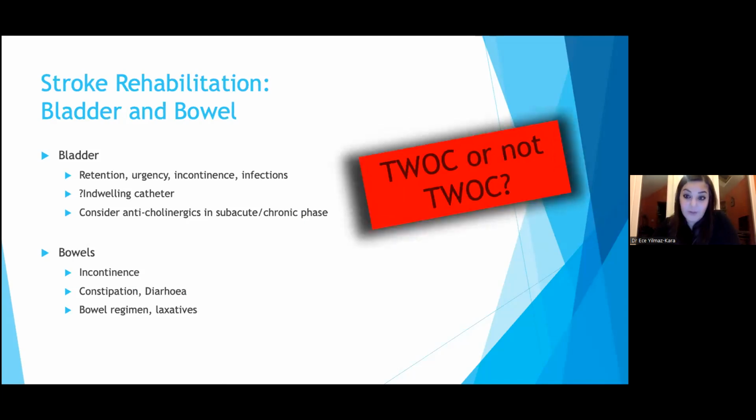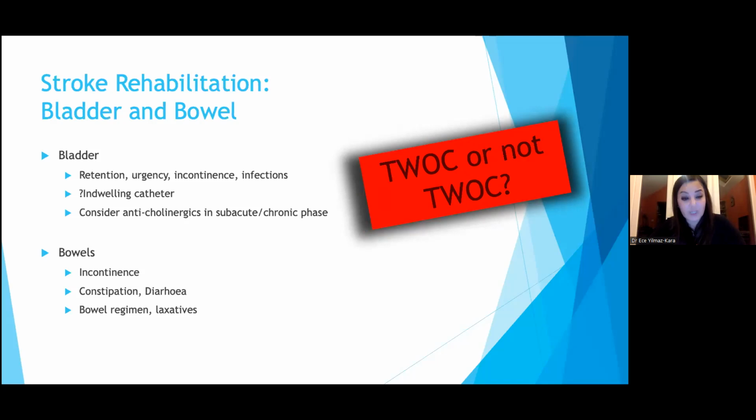Then we have to consider, do we trial without catheter or not? So do we TWOC or not TWOC? Again, timing of that can be important. If you have a patient who you need hoist for transfers and have 3 people for manual handling, you're not in a rush to TWOC that patient. However, that's the overall aim, if possible, and we would consider anticholinergics in subacute and chronic phases as appropriate.